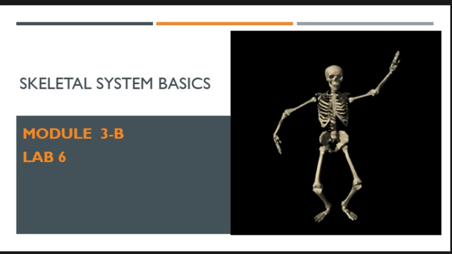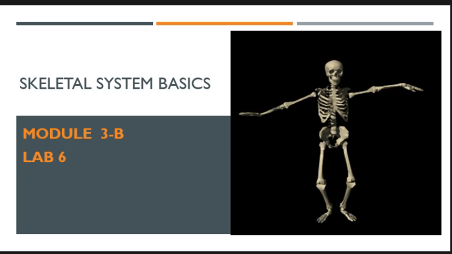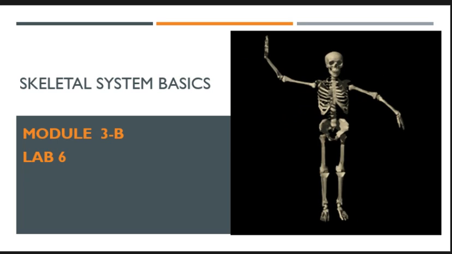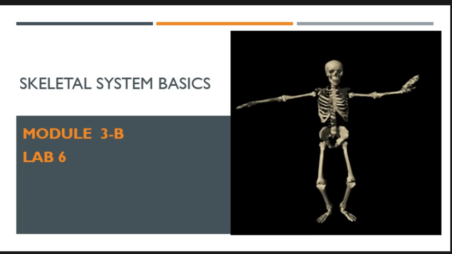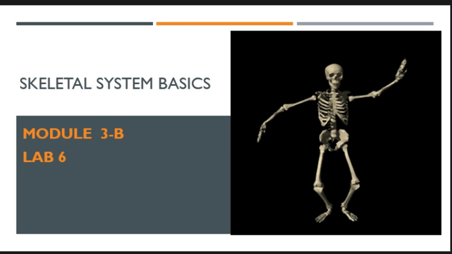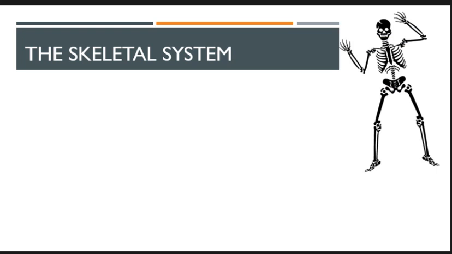All right, we're moving to 3B now. So you can change your book over to 3B. I think it's just the next page. And we're going to be getting the basics of the skeletal system, because we have a whole module 4 all about the skeletal system. All right, so this is lab 6 right here.